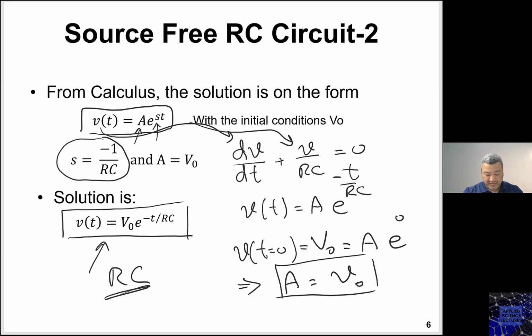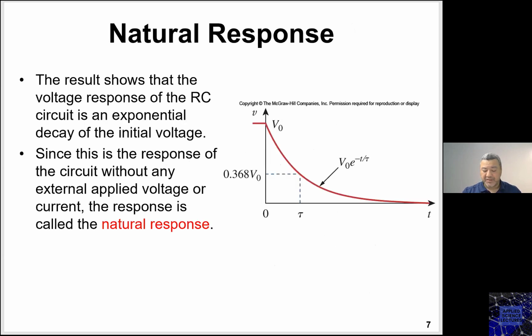Now, what is this RC? We're going to talk about that in a couple of slides, but this response is called the natural response. A capacitor that has an initial energy stored in it, and then you connect this capacitor through a resistive circuit. What's going to happen? This energy is going to be dissipated into this resistor, or into this equivalent resistance. As we will see later on, we will be looking at R Thevenin, the equivalent Thevenin resistance. So we call this the natural response.